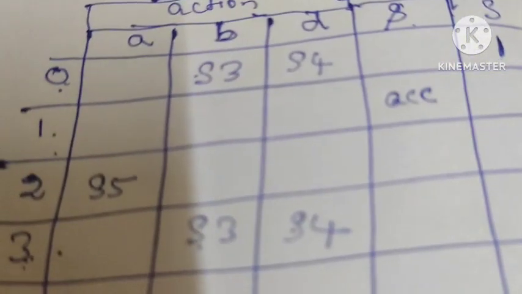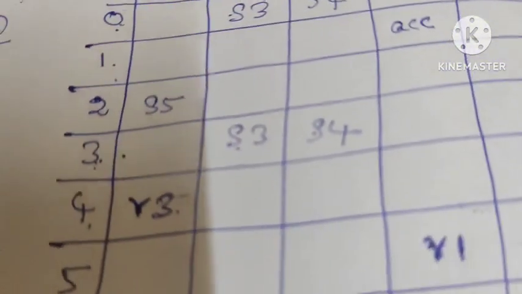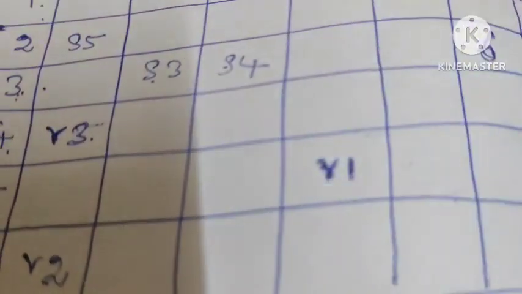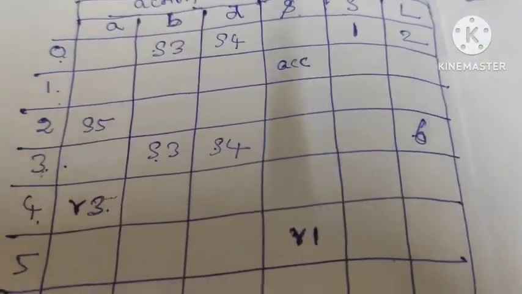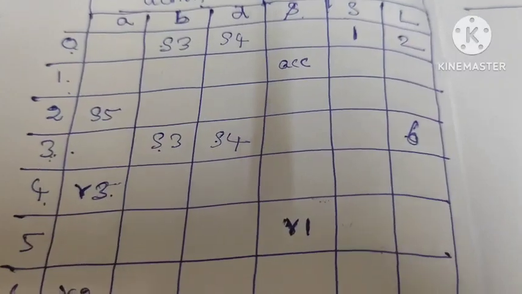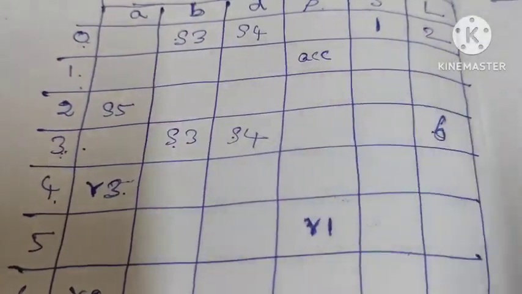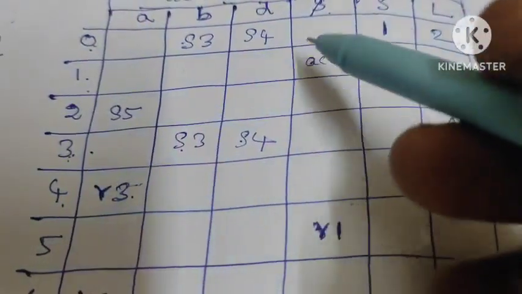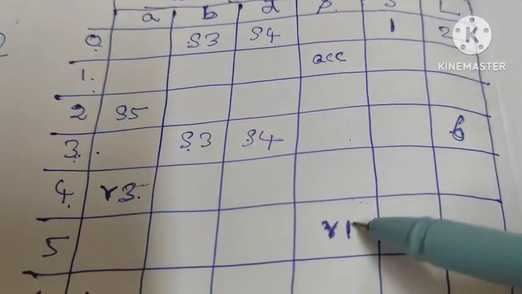So when you see 5 and dollar, 5 is here and dollar is here. 5 and dollar is R1, isn't it? It meets with R1. So now we write it as R1.